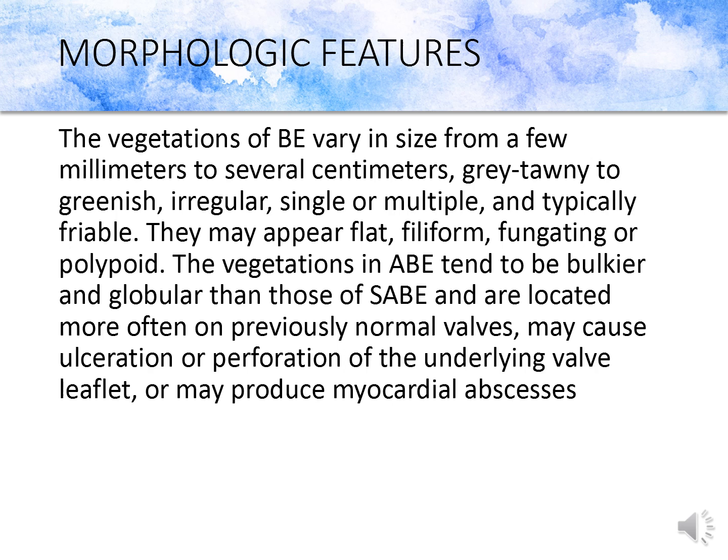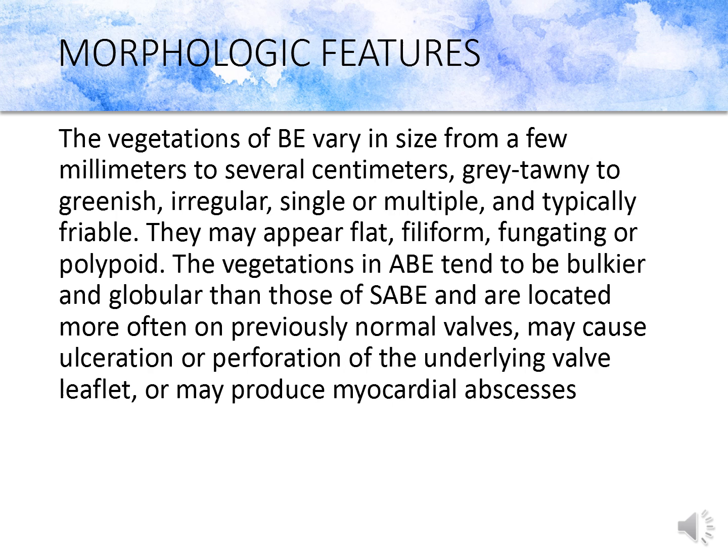The vegetations of bacterial endocarditis vary in size from a few millimeters to several centimeters. They are grayish, greenish, and irregular. They are single or multiple, typically friable. They may appear flat, filiform, fungating, or polypoid.